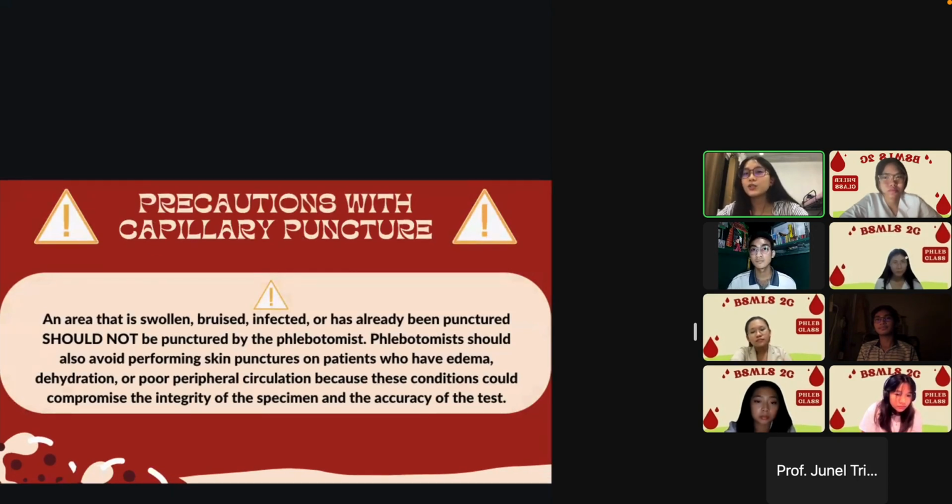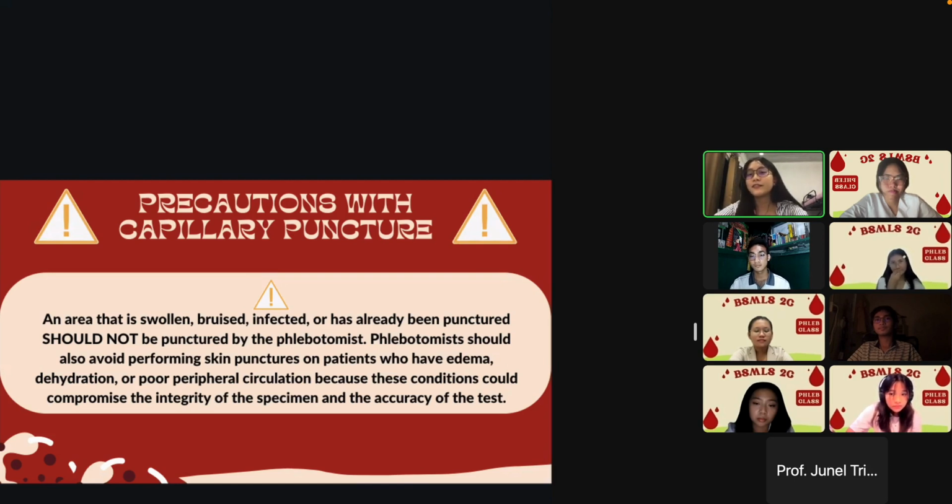Next, an area that is swollen, bruised, infected, or has already been punctured should not be punctured by the phlebotomist. Phlebotomists should also avoid performing skin punctures on patients who have edema, dehydration, or poor peripheral circulation because these conditions could compromise the integrity of the specimen and accuracy of the test. These are the no-go areas for puncture sites. You need to take note because you may have difficulty collecting, or the results you get may be affected.